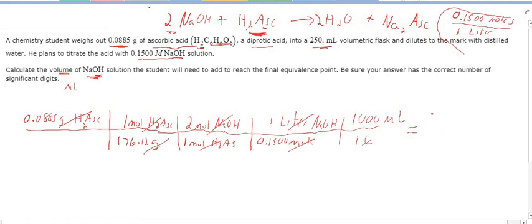So when I do all of that math, I get 6.70, 3 sig figs. So 6.70 milliliters sodium hydroxide are needed to fully titrate this thing out. That is, to move all of the reactants to products. Okay, that's how you solve that problem.